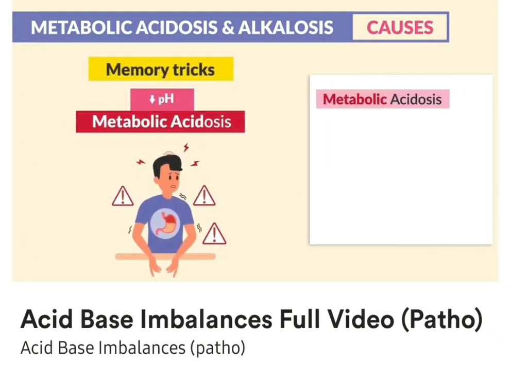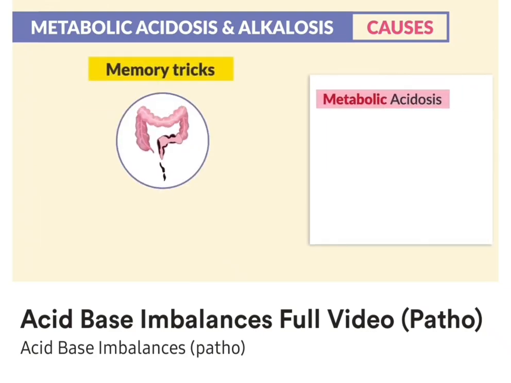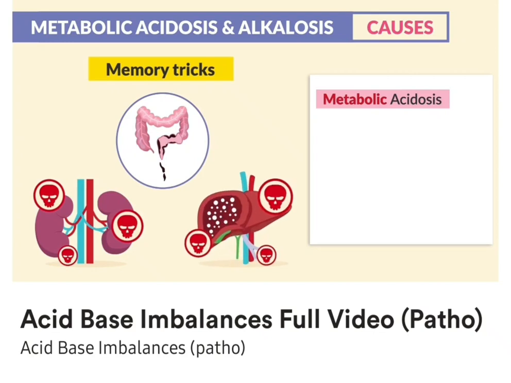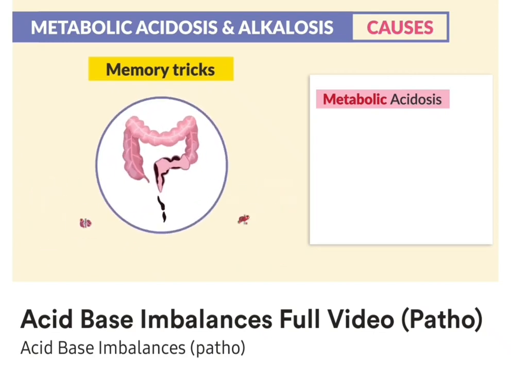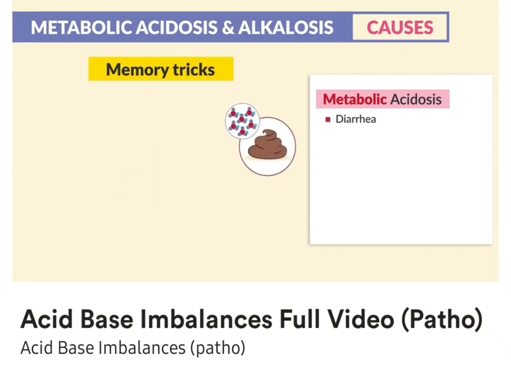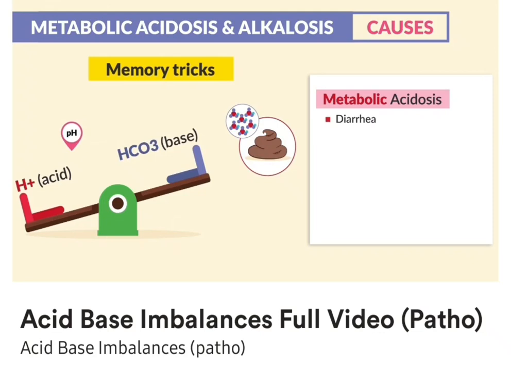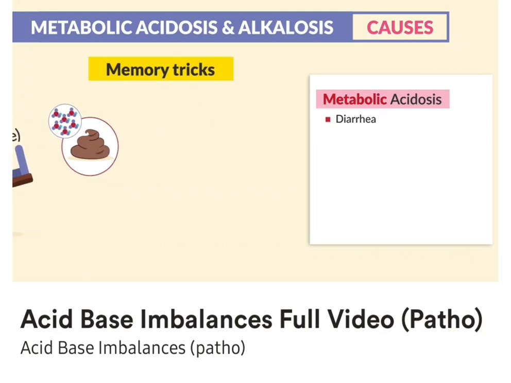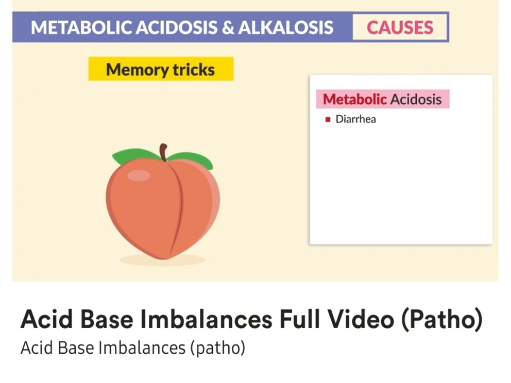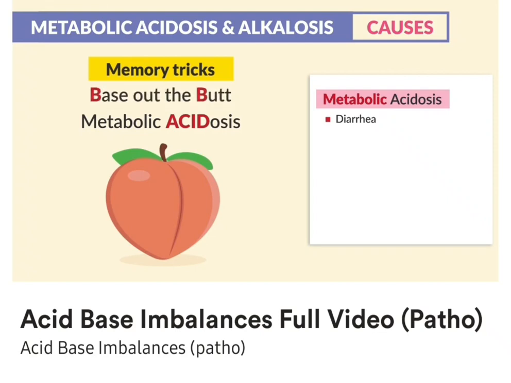Okay, now for metabolic acidosis. We have diarrhea, renal failure, and DKA, that diabetic ketoacidosis. So for diarrhea, you poop out all of your base, right? Which leaves the body in acidosis because only acid's left. So just think, if it comes out of your acidosis, well then you'll be in metabolic acidosis. Or just think, if base comes out of your butt, well then you're only left with acidosis.